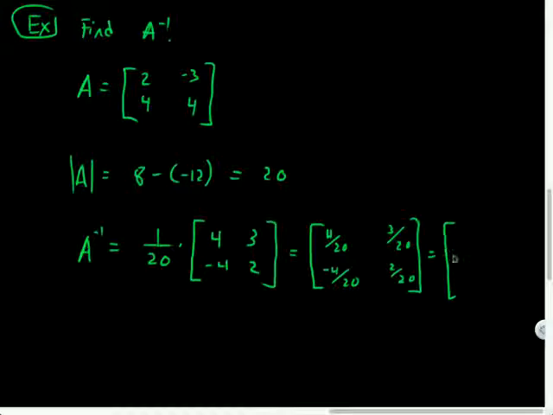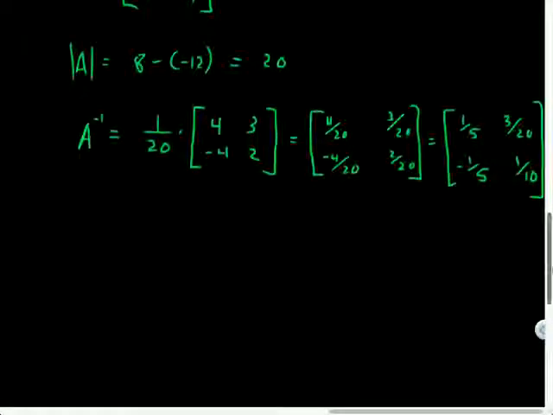And then if you really want to simplify it, that's the same as what? 1/5, 3/20, -1/5, and 1/10. Right? So I just want to point out that's what this inverse matrix looks like. So kind of crazy, not something you would expect.